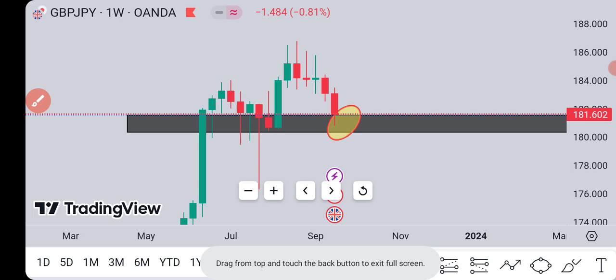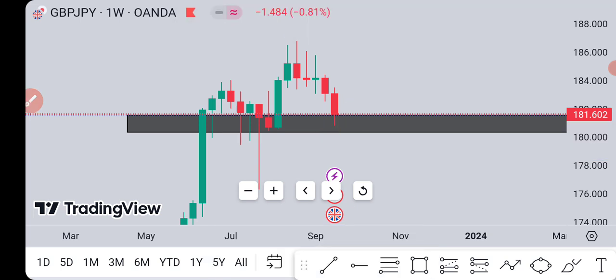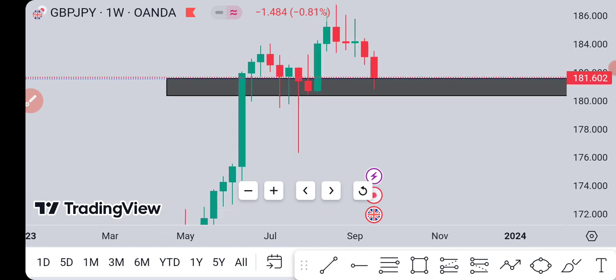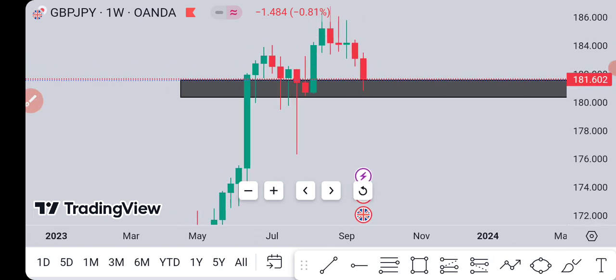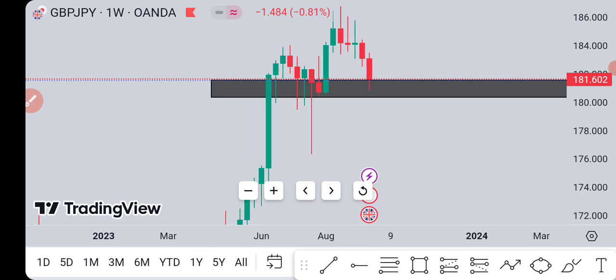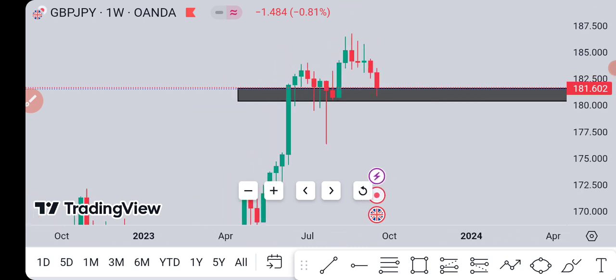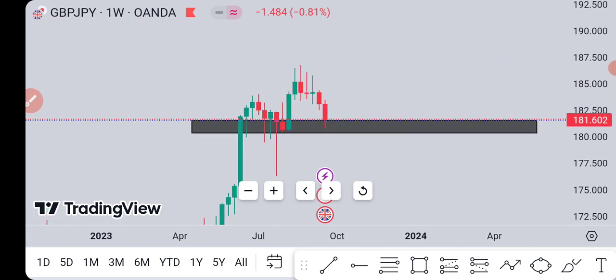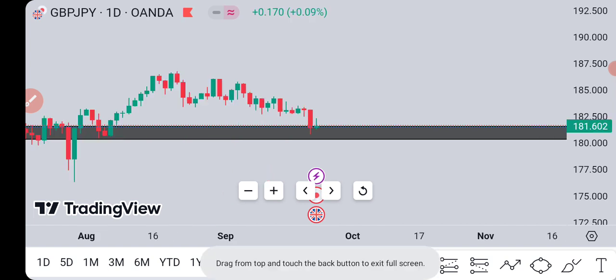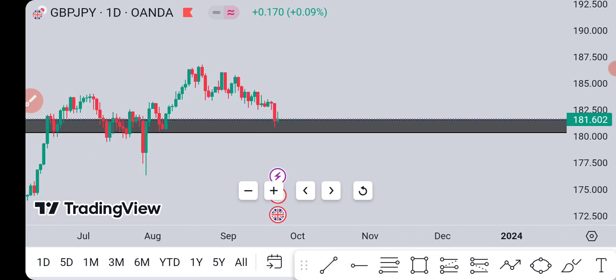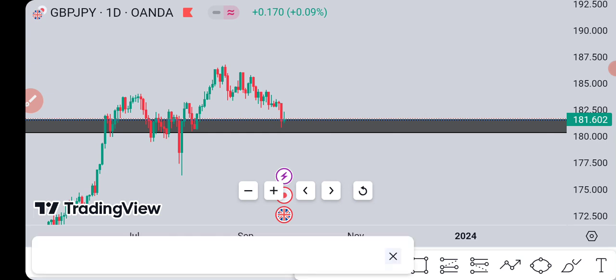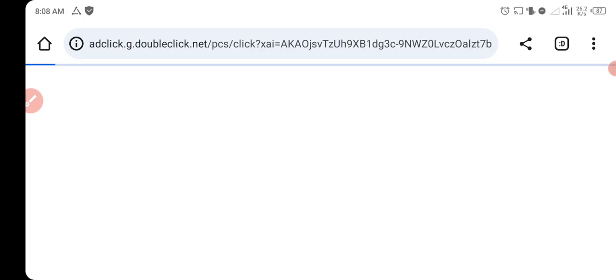So even if I should go to my daily time frame now, I was waiting for buying opportunities on the daily time frame, but this weekly pullback into the zone is more active for me. So let me go to my daily time frame. Now this is my daily time frame. Now I was trying to do something from this daily time frame.